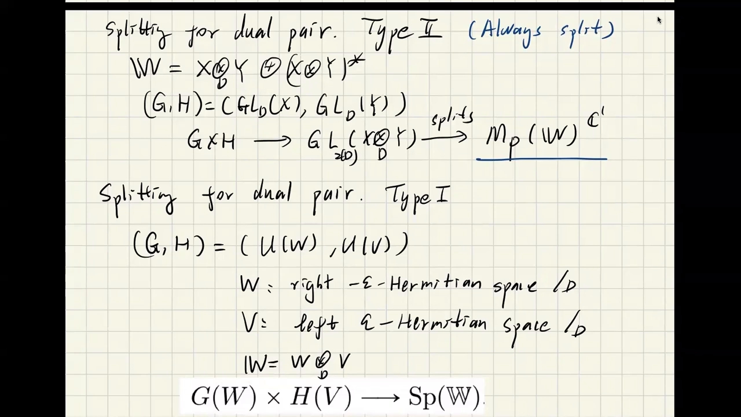Okay, so we know that the metaplectic group acts on the wave representation, and the symplectic group does not act on the wave representation. So it would be a good question that if we have two subgroups G and H inside Sp, whether the actions split when restricted on the subgroup.